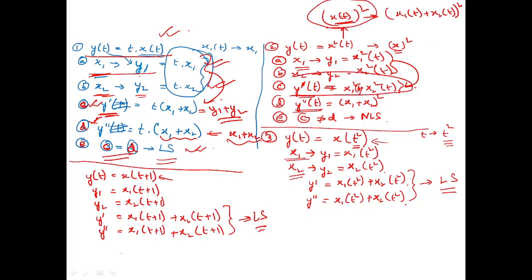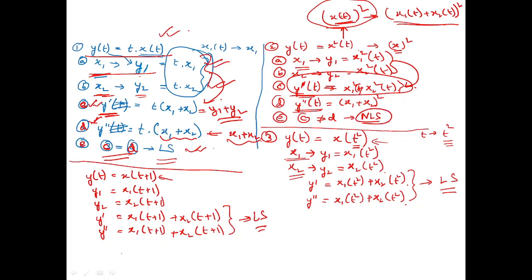But in the fourth stage we have to calculate when the input is changed, and the input is this one, (x1(t) + x2(t)) whole square. Now here c and d are not equal, hence it is a non-linear system.